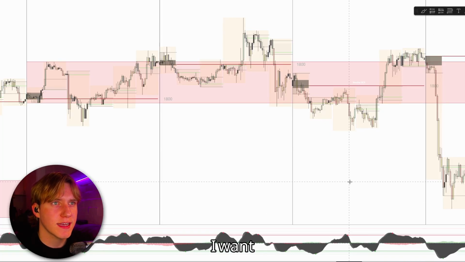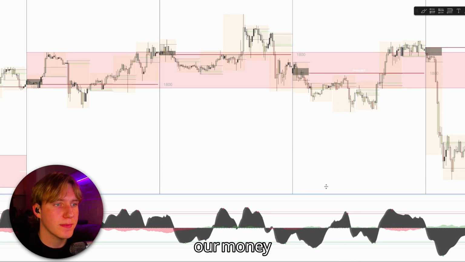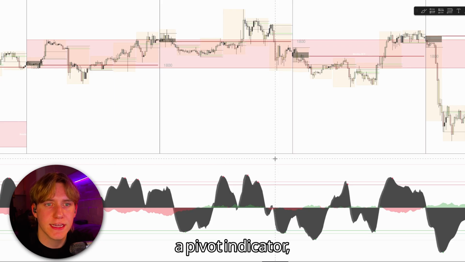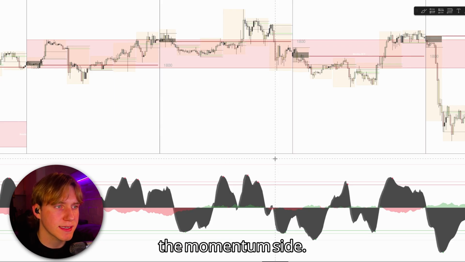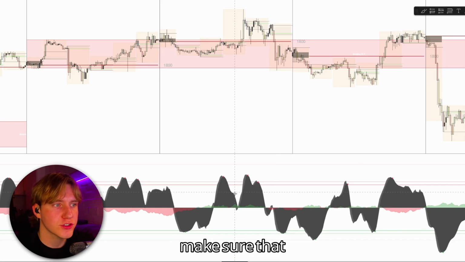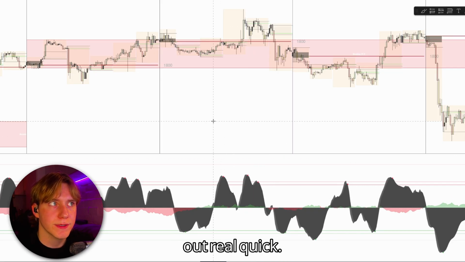The next confluence I want us to look at is going to be our money flow and wave indicator. So this is just going to be some sort of like a pivot indicator, but specifically on the momentum side. So it's going to help you get in a directional trade to make sure that you're not going to get stopped out real quick.